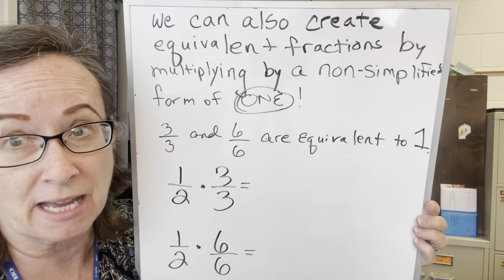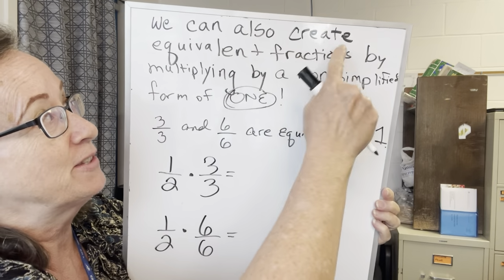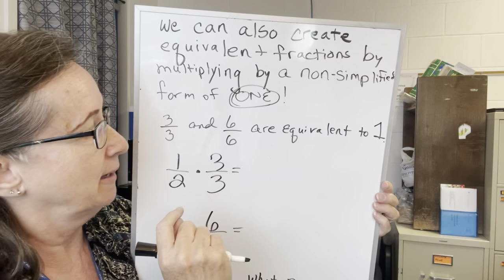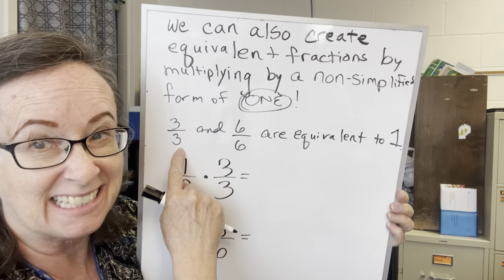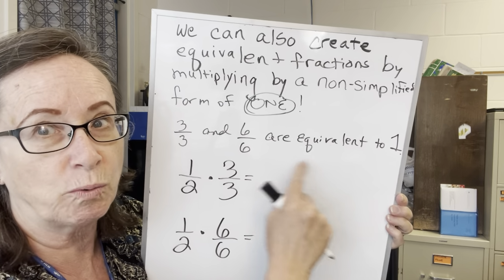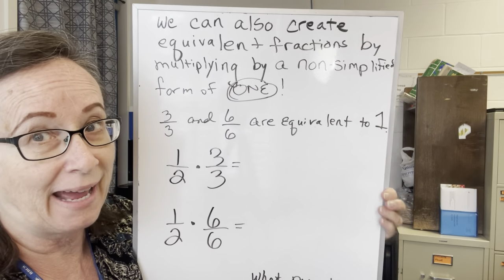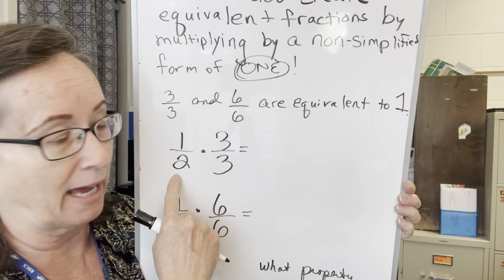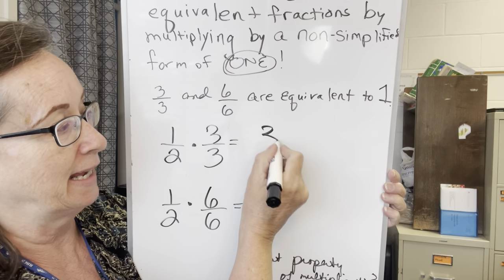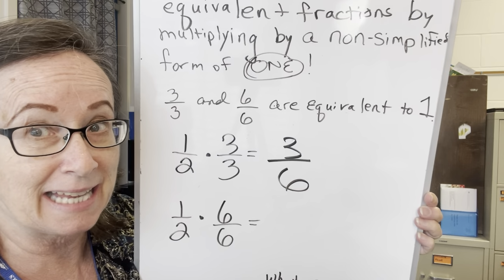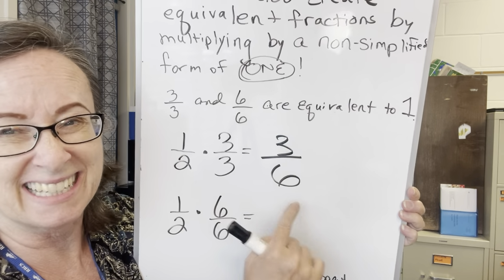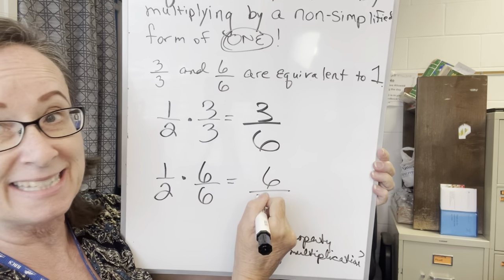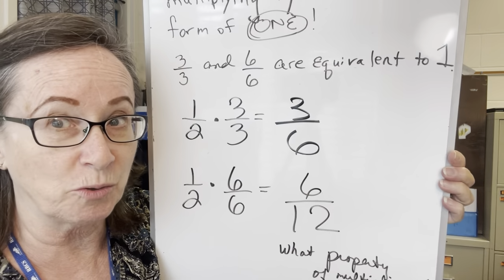Okay, now we just talked about finding equivalent fractions by simplifying and dividing by a form of 1, the same number on the top and the bottom. But now we can also create equivalent fractions by multiplying by a non-simplified form of 1. So if I had 3/3, that's equal to 1, and 6/6, these are both equivalent to 1. But if I multiply by that form of 1, I get a fraction that is no longer in its simplest form. 1/2 is simplified, but 1/2 times 3/3 is 3/6, which is still the same value as 1/2. However, it doesn't look like 1/2. It's not simplified anymore. And 1/2 times 6/6 gives us 6/12, which is the same value, but not in simplified form anymore.